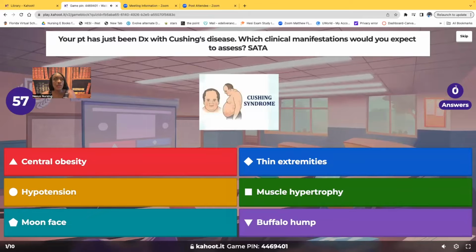Remember, guys, how do we treat select all that apply? We treat them as true or false. Here are our choices: central obesity, thin extremities, hypotension, muscle hypertrophy, moon face, buffalo hump. What are the clinical manifestations? What are the signs and symptoms you would expect to see in a patient with Cushing's disease?